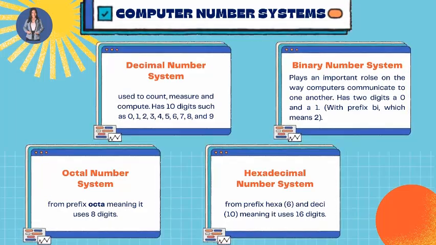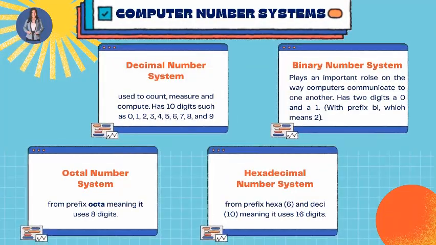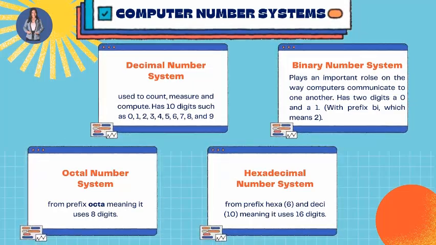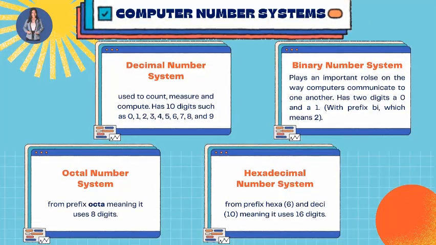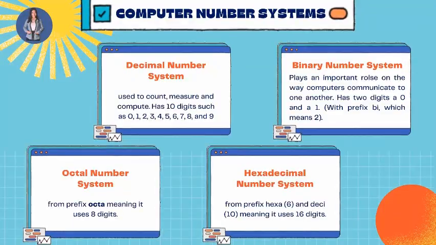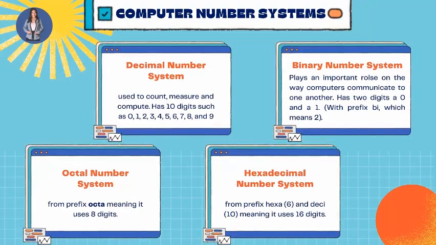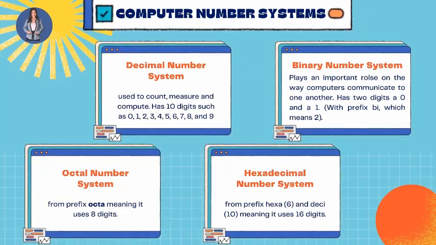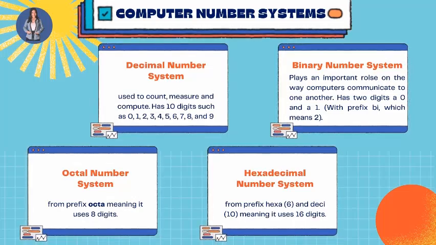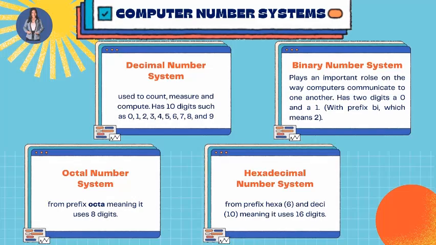There are four computer number systems, which are the decimal, binary, octal, and hexadecimal number systems. Let's start with the decimal number system. This is what human beings use for counting, measuring, and computing. This type of computer number system has 10 digits, starting from 0, 1, 2, 3, 4, 5, 6, 7, 8, and 9.